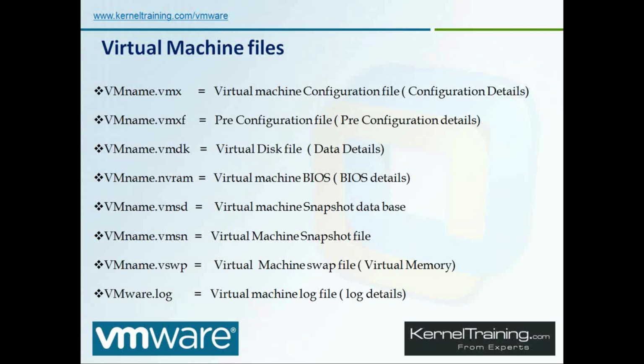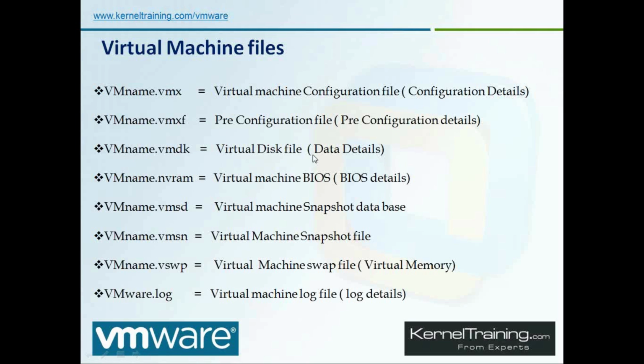The VMX file is nothing but a pre-configuration file. All the pre-configuration details will be stored in this file. For example, I create one virtual machine with 2 GB RAM. Once I increase the 2 GB RAM to 4 GB, those configuration details will be stored in the VMX file. And we have another file, virtual machine name.vmdk.